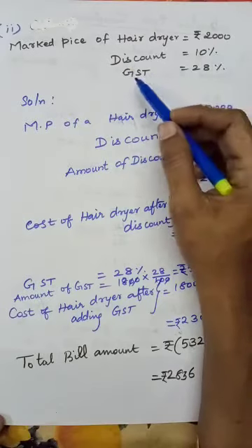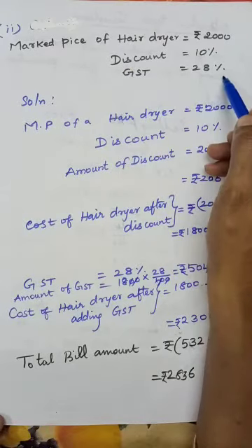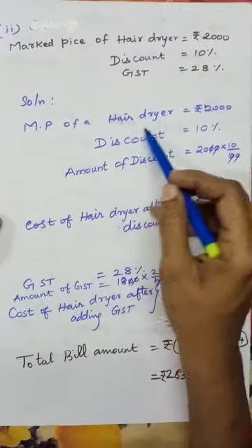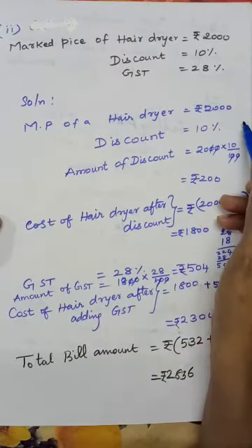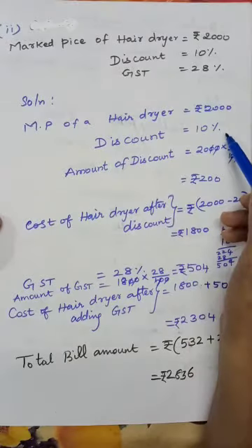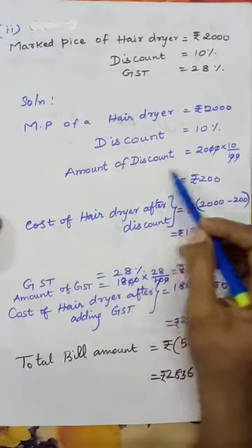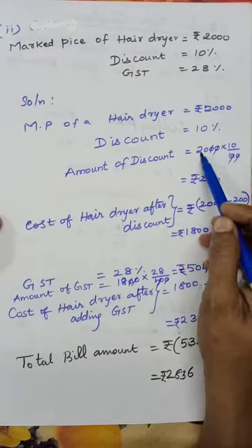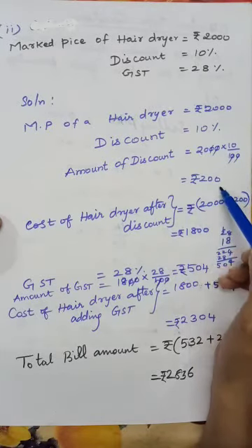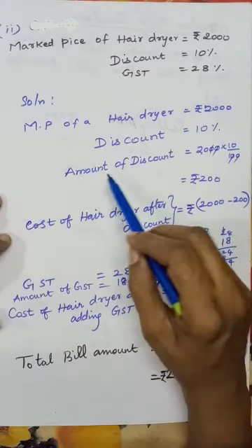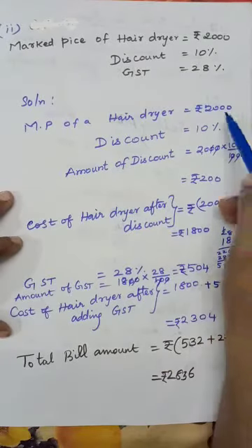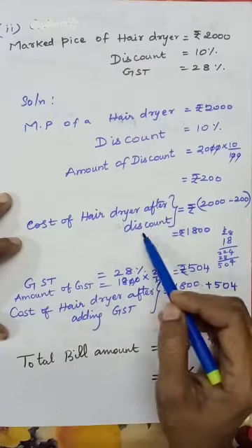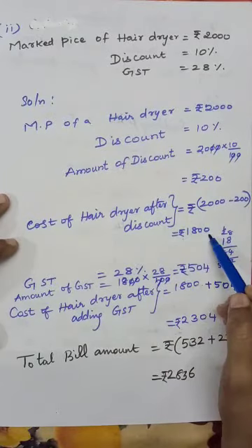Then second sum. Marked price of hair dryer is rupees 2000. Then discount is 10% and GST is 28% for that hair dryer. So marked price of a hair dryer is rupees 2000. Discount 10%. Okay. Amount of discount is equal to 2000 into 10 by 100. 0, 0 gets cancelled. 20 into 10 is rupees 200. Okay. Now discount 200. So 2000 minus 200. Cost of hair dryer after discount is rupees 1800.